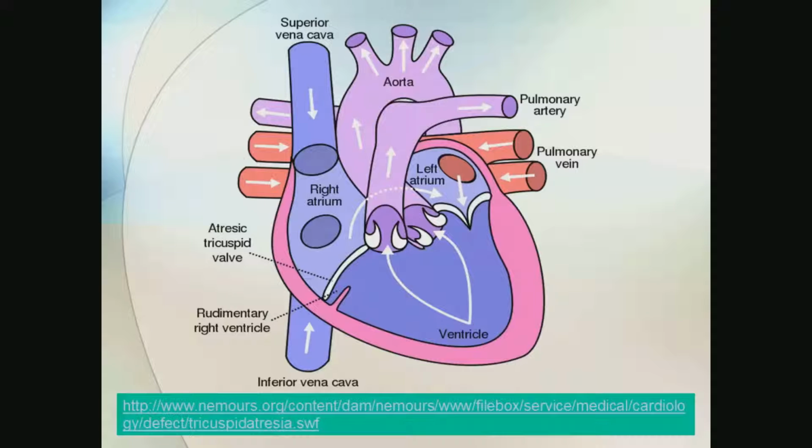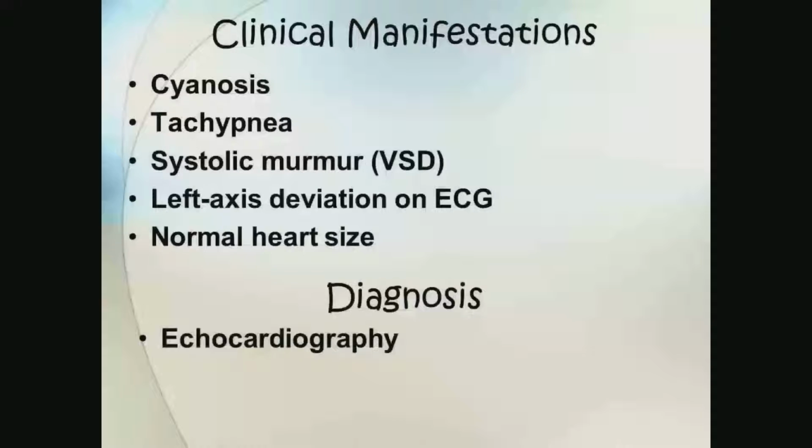There's a rudimentary right ventricle that is present, but the predominant thing is that you have a left ventricle that pumps blood both through the pulmonary artery and through the aorta. Okay. You've got to have an atrial septal defect, otherwise you'd have no connection.